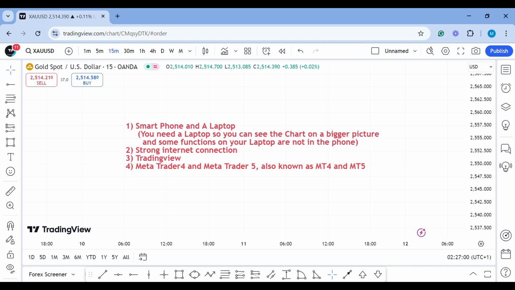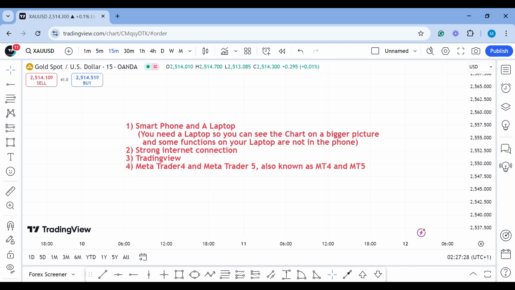You need a laptop to see the bigger picture of TradingView. That's the reason why you need a laptop, and there are some functions on your laptop that are not on your phone. For me, I love using my laptop whenever I'm analyzing the market, but I place my trade with my phone.